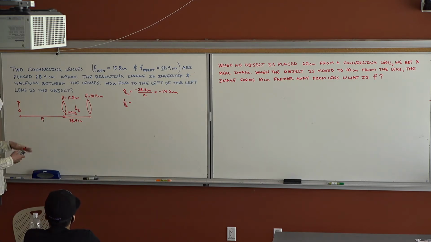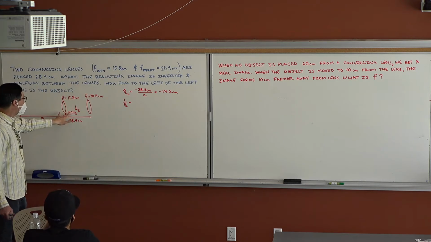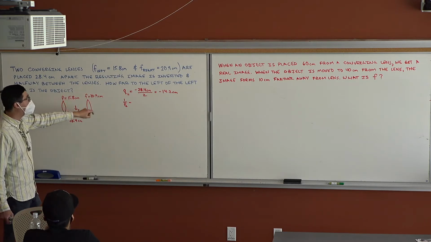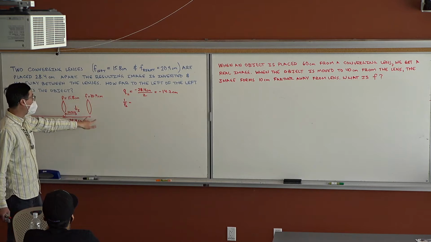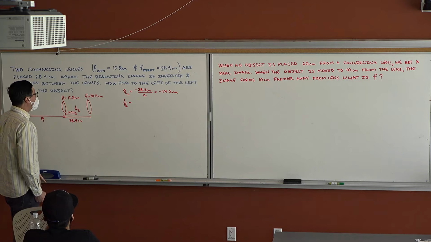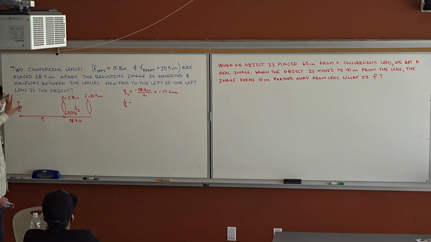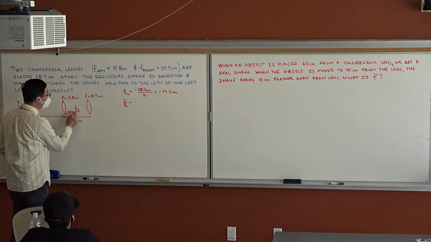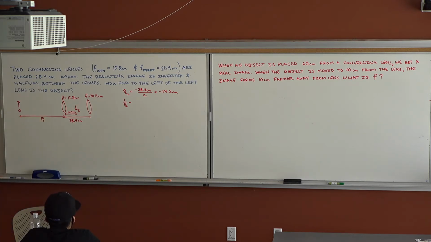part of this is I wanted you to be able to sort out just from the words what the setup was. So the leftmost lens here has a focal length of 15.8 centimeters. The rightmost lens, 20.9 centimeters. They're 28.4 centimeters apart from each other. We're told that ultimately an object placed over here to the left at some distance p1 from the leftmost lens produces an image that is inverted and halfway between the lenses.